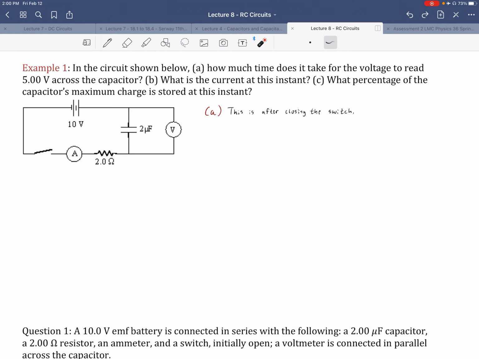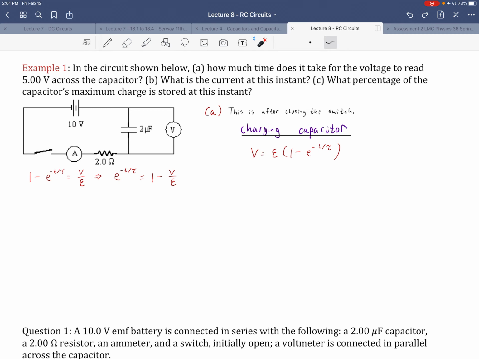All right, so this is after closing the switch. This is a charging capacitor case because the capacitor starts uncharged. This is its capacitance, but it starts uncharged. Okay, here is the equation for the voltage across the capacitor that is charging. Remember, this is not the voltage from the battery. This is the voltage across the capacitor, time dependent. This E is the EMF, the 10 volts of the battery.